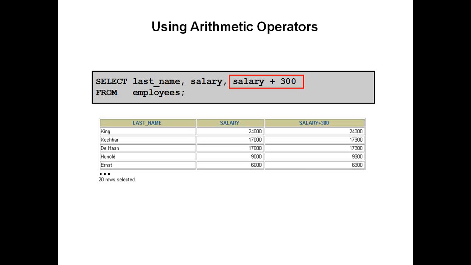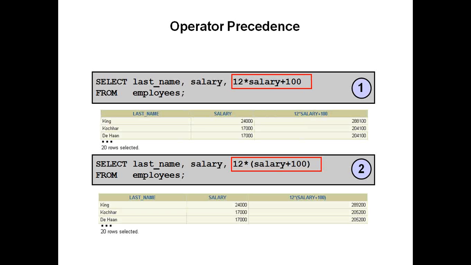So this is an example which shows how we can perform arithmetic operations. In this example it is shown that the salary is getting added by 300 and displayed on the screen. So we are retrieving 3 columns in total. The first one is the last name of the employee, then the salary, and then we are adding 300 to that particular salary. So like this we can perform addition.